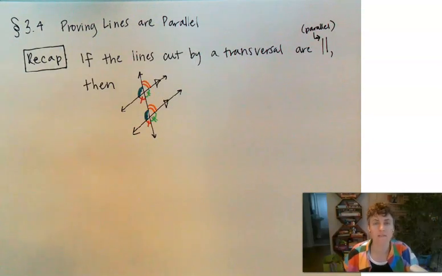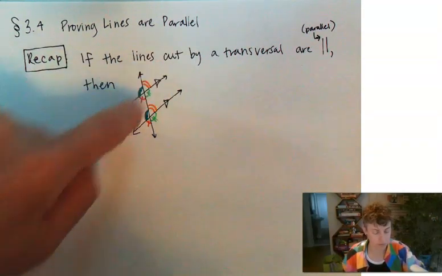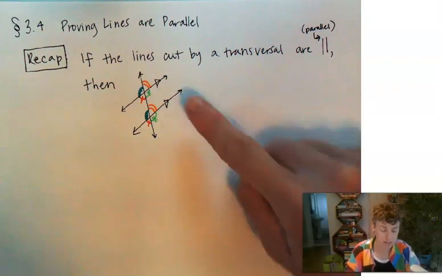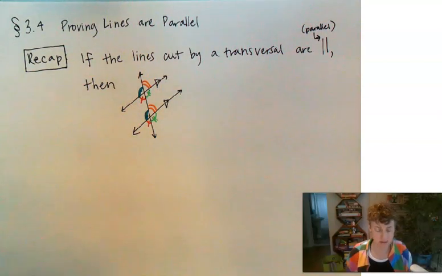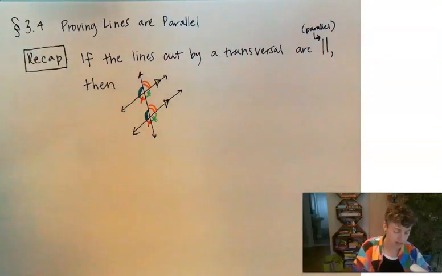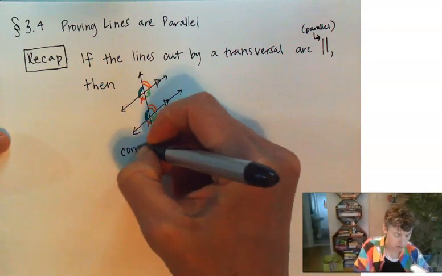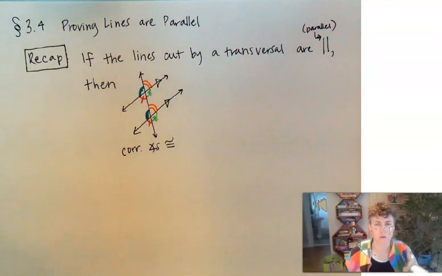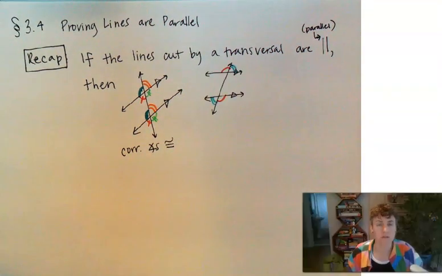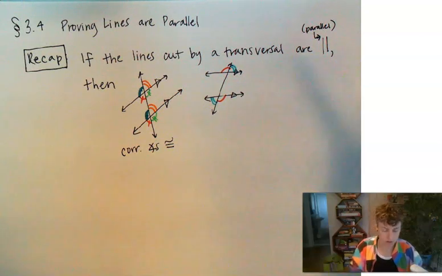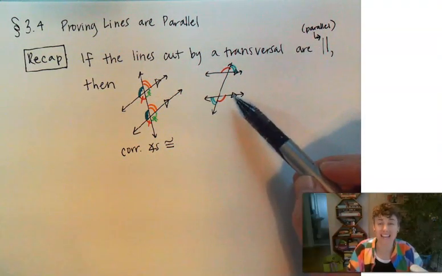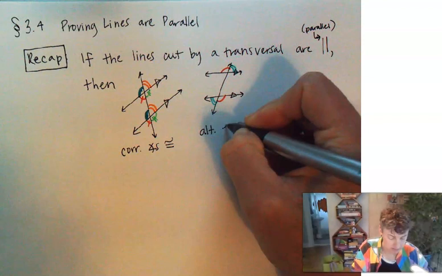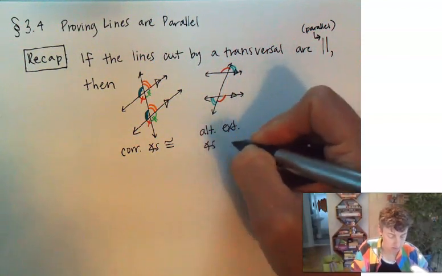So we said if the lines cut by a transversal are parallel, as indicated by those arrows, then the corresponding angles are congruent. That was one. We also said if the lines cut by a transversal are parallel, then the alternate exterior angles are congruent. Alternate exterior angles are congruent.